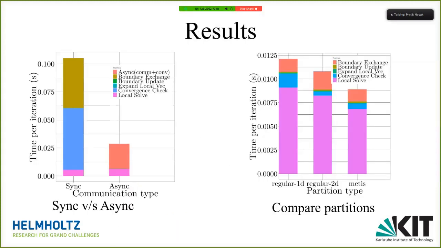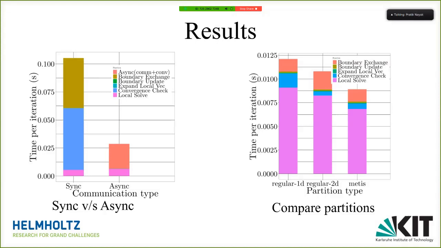The results: the left plot shows the time per iteration of the synchronous case versus the asynchronous case. In the synchronous case, because of the global synchronizations, a lot of time is wasted in the boundary exchange. Even though we use the overlapping of the communication versus the computation, this cannot be hidden so much. The asynchronous case, as this has been completely decoupled, the computation and the communication, we see that per iteration, you save a lot more time.